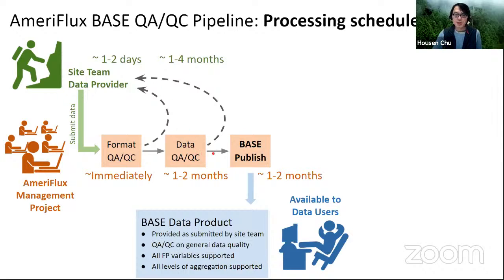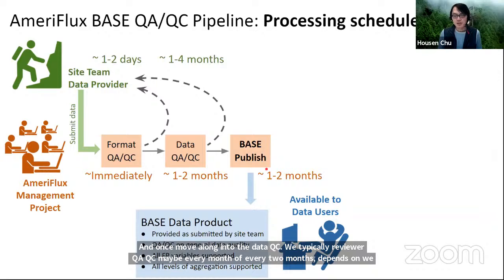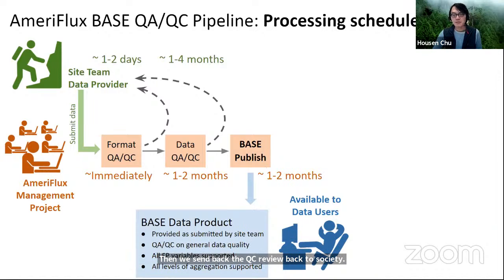Eventually, if everything went right and the data is published as a base product, the publishing cycle right now is every month or every 2 months, depending. So think about the best scenario. If everything went right, from the time you submit your data to the time it is made available to a data user, it could take 2 months, the best scenario. But in practical cases, it depends on how many iterations you need to get through the process, okay?